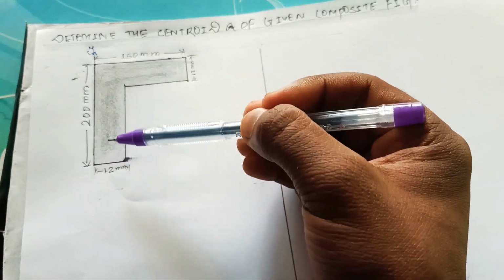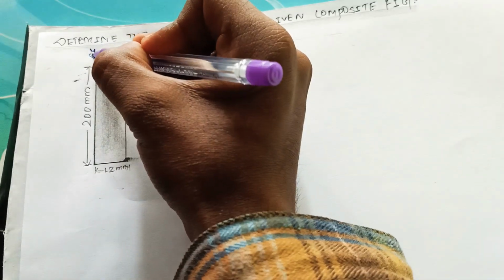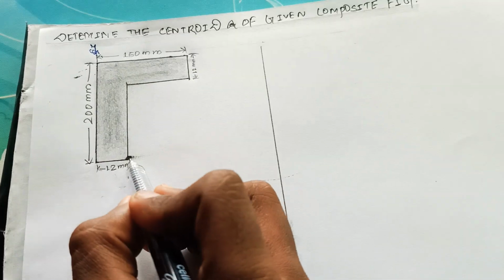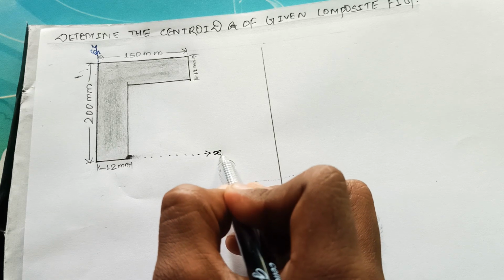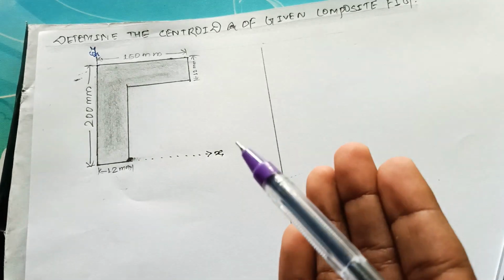Put the vertical line as the y-axis, and the base would always be the x-axis. We need to know about that. If we take a reference axis, we always take it from the left side so that it is easy to solve.